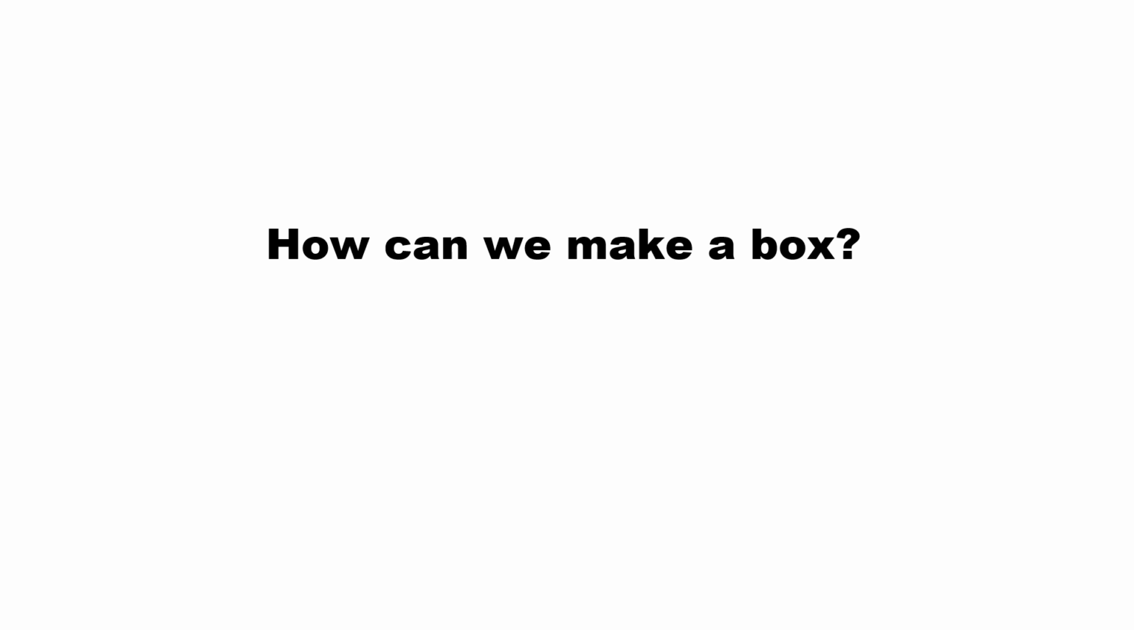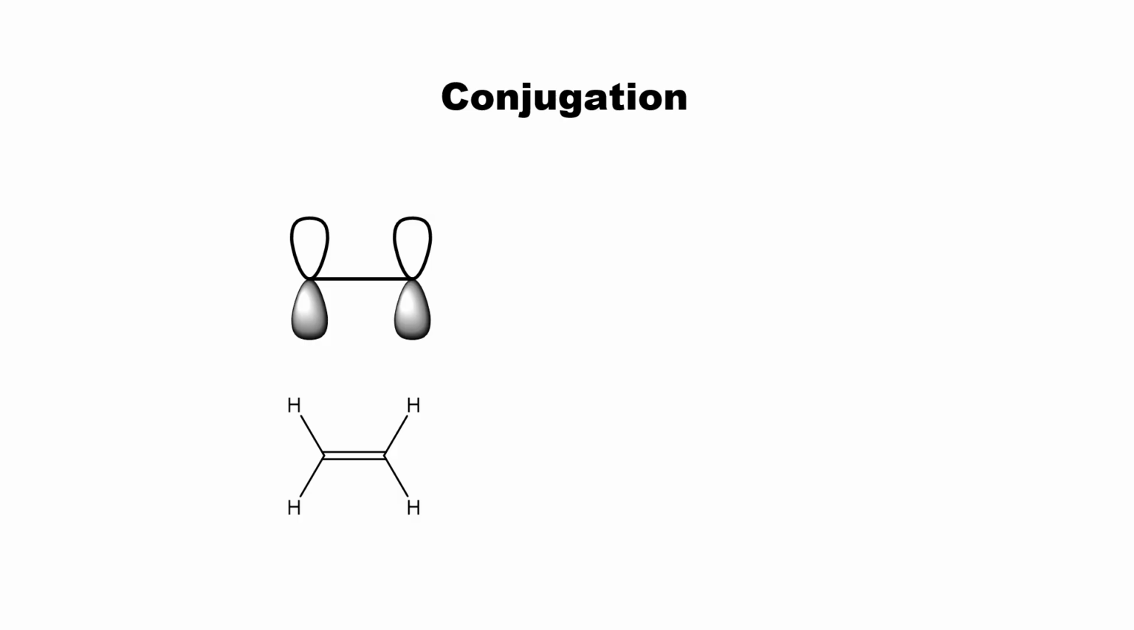Then the next question is, how can you make such a box? The box can contain an electron inside, and that energy gap should match visible light. Then we can make colorful materials. One possible way is to utilize conjugation. In chemistry, there are two kinds of bond. One is the sigma bond, and the other one is the pi bond.